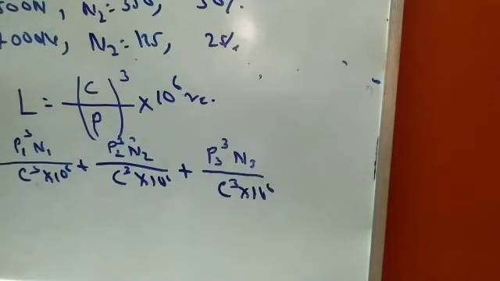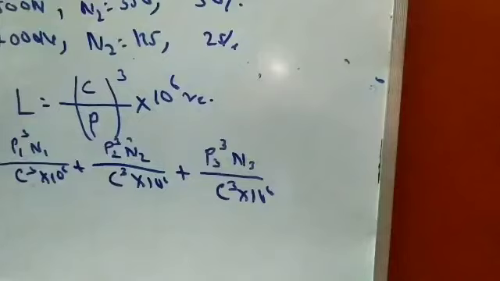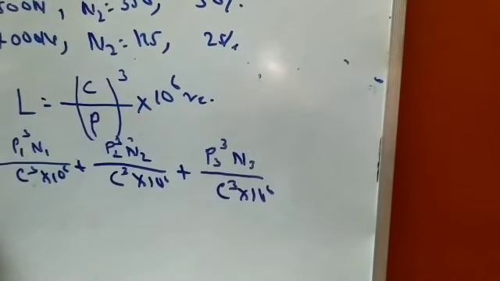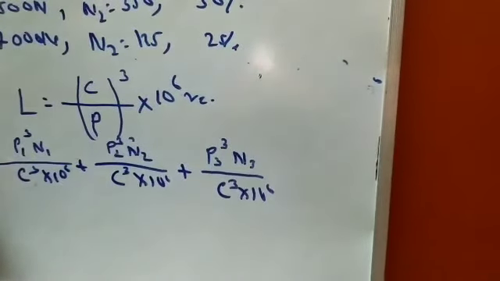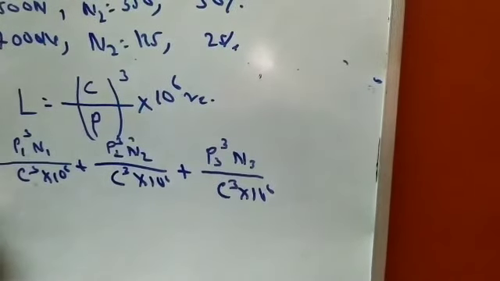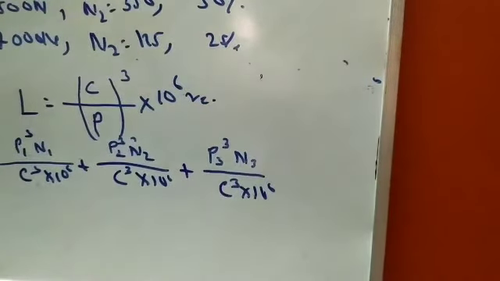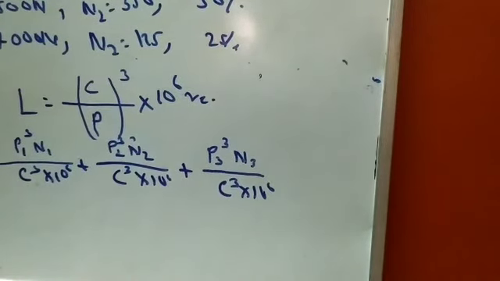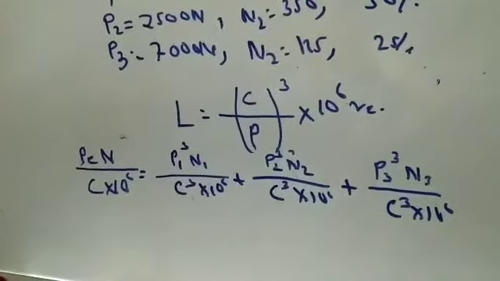Now if we convert to an equivalent load, the equivalent load formulation can be written like this: equivalent load, N by C into 10 to the power 6. So that is given by what is called an equivalent load, which is given by P into N.